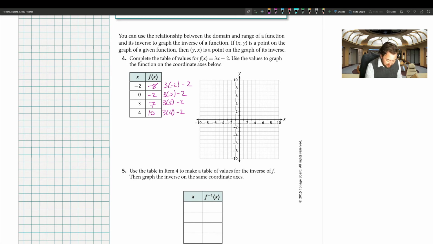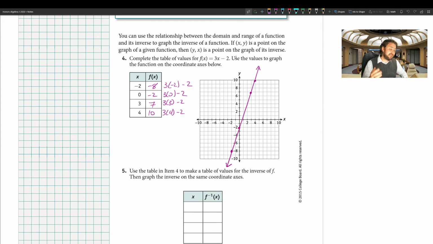So I'm going to go ahead and plot that. And I guess I'll do it with this kind of burgundy color. So negative 2, negative 8 should be here. 0, -2, 3, 7, and 4, 10. And let me see if I get a straight edge. I can hopefully make a straight-ish line. Okay. Done and done.